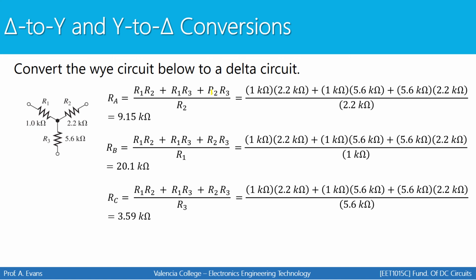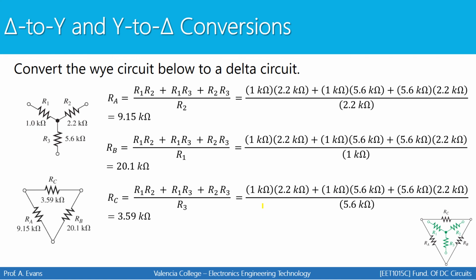Once you've calculated these values, again, you do have to draw your new converted circuit. Don't forget to follow the orientation given. RA has got to be on the bottom left, RB has got to be on the bottom right, RC must be along the top. And there's your delta, showing RA, RB, and RC.